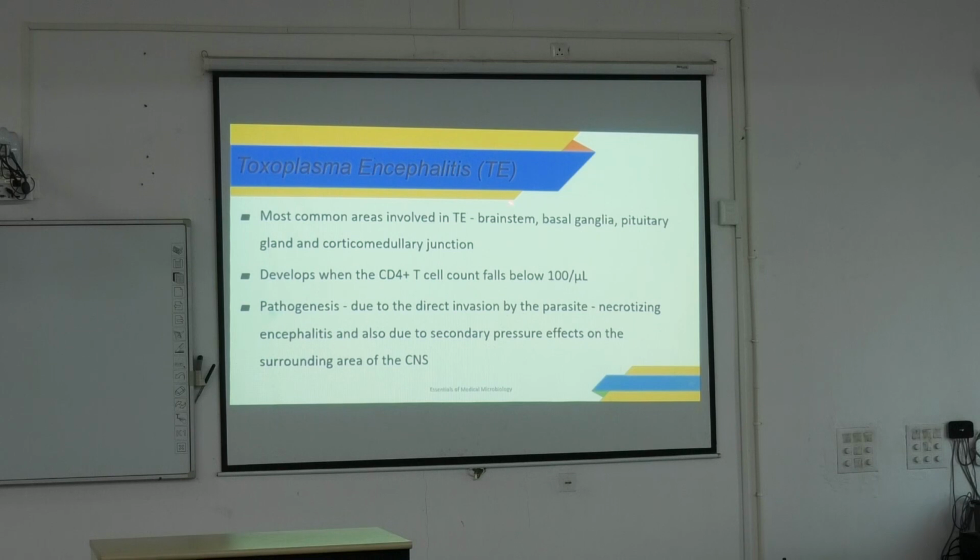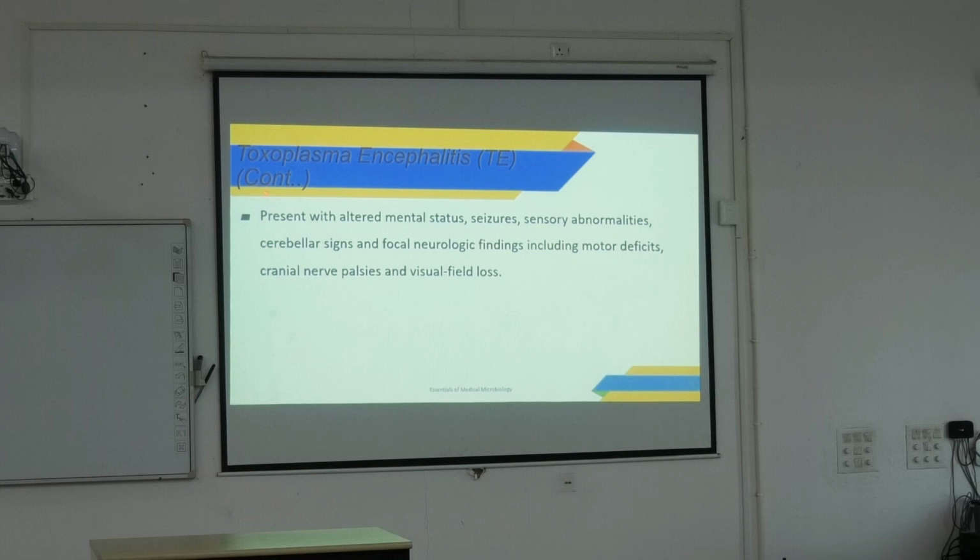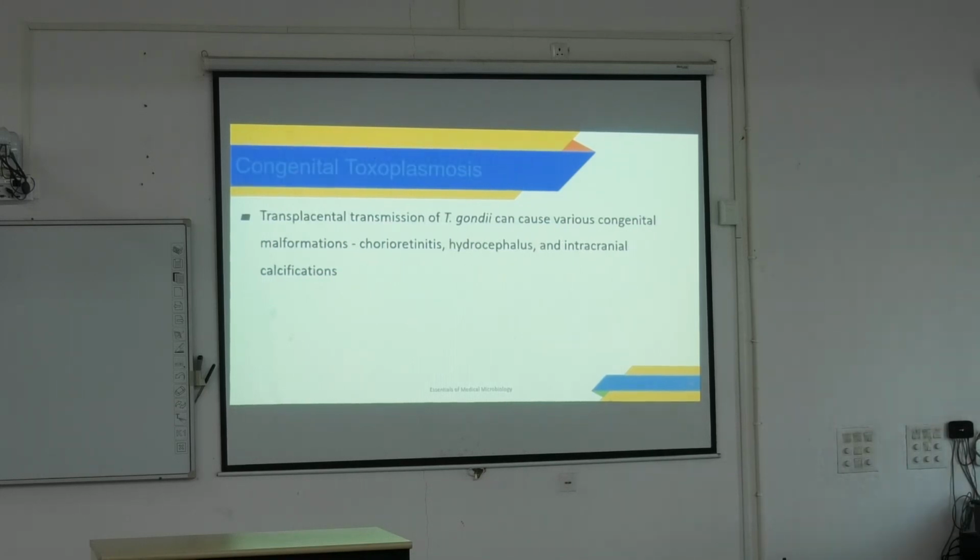Seizure or meningitis; the brainstem, basal ganglia, pituitary gland and corticomedullary junctions are involved. It develops when CD4 count falls to less than 100. Patients present with altered mental status, seizure, sensory abnormalities, cerebral signs, and focal neurological findings including motor deficits, cranial nerve palsies and visual field loss. These are the common symptoms.